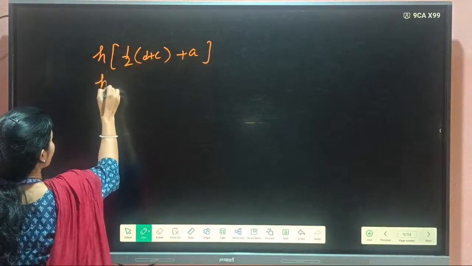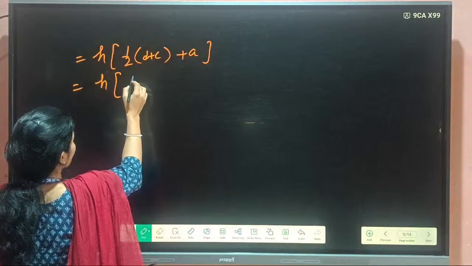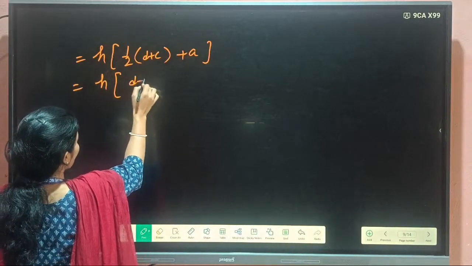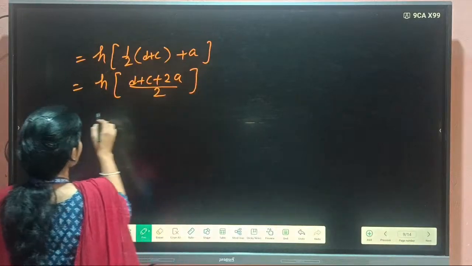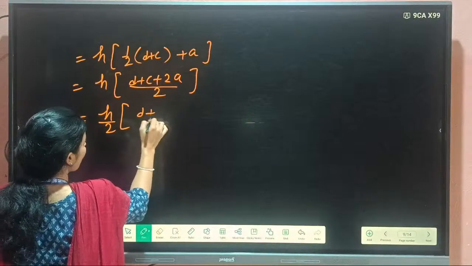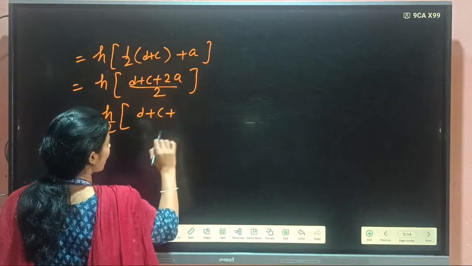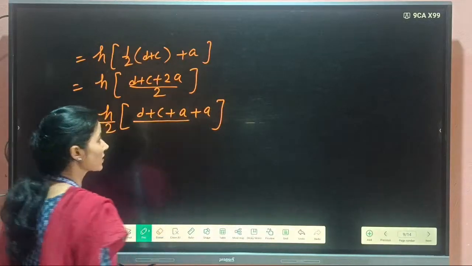Now what will be the LCM? It is H by 2 into D plus C plus 2A. Now see, H by 2 as it is, this D plus C plus this A, I can split A plus A, and this D plus C plus A.